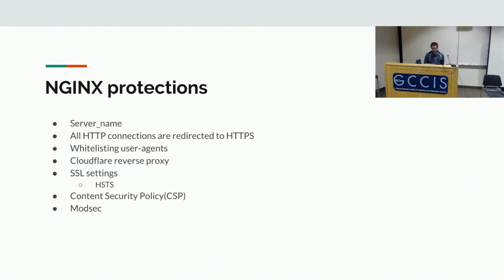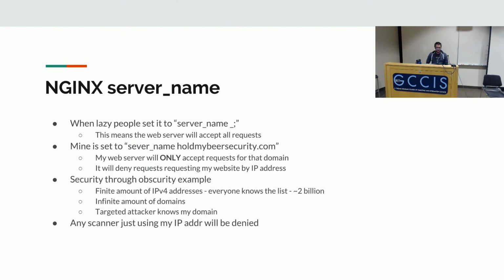Nginx protections. So here's a list of all of them. I'm going to go through them. So server name. People, when they're lazy, usually do server underscore name underscore, which just says accept everything. I've set up mine to only respond to requests that contain my domain in the actual request. So if someone tries to obtain information from my blog with my IP address, they'll be turned away, denied, right? You have to have my domain.